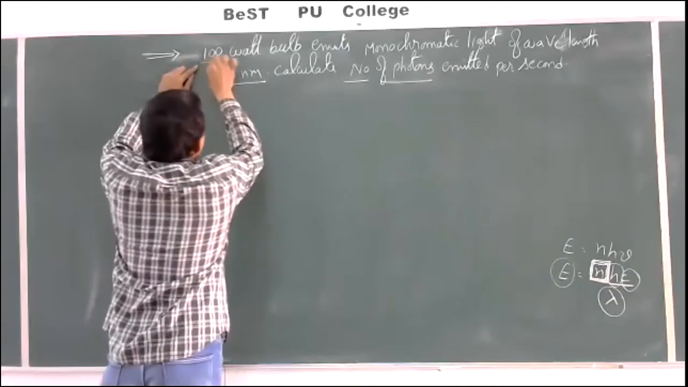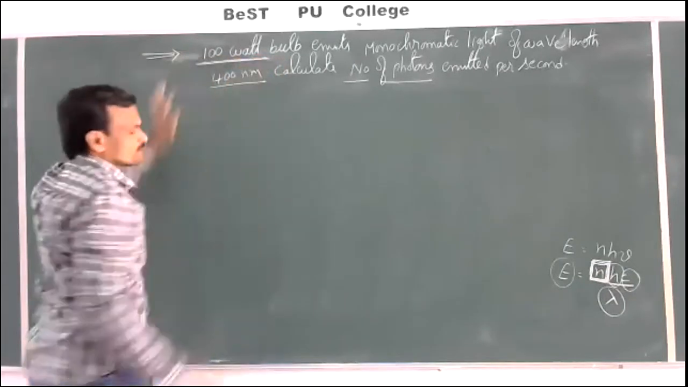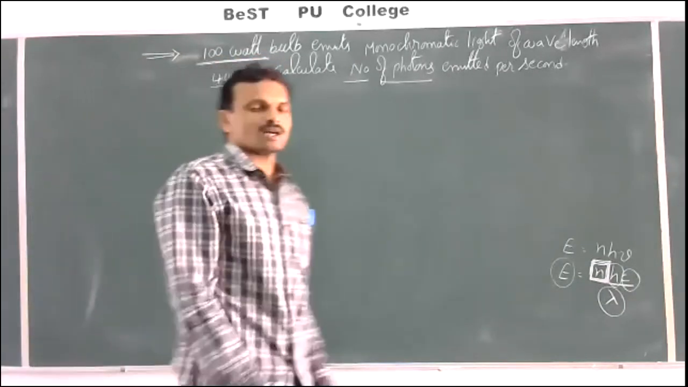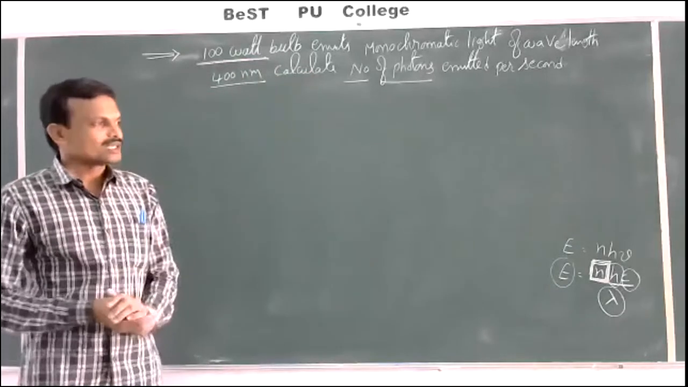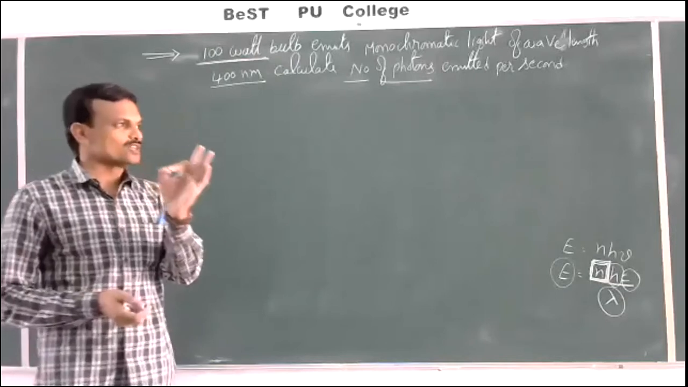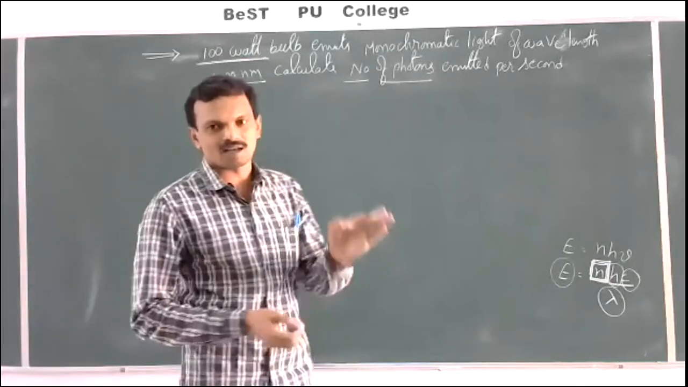See here, they gave a 100-watt bulb. What is the meaning of a 100-watt bulb? What is meant by 1 watt? If 1 joule of energy is emitted per second, that is called 1 watt.